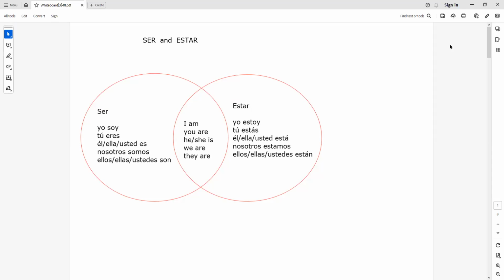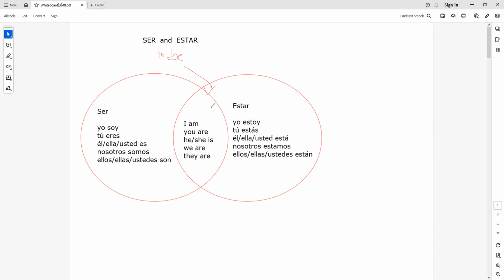Today we are looking at the difference between ser and estar. Firstly, ser and estar are two verbs in Spanish that have the exact same meaning in English. Ser and estar mean to be. The English translation of these two verbs is to be.